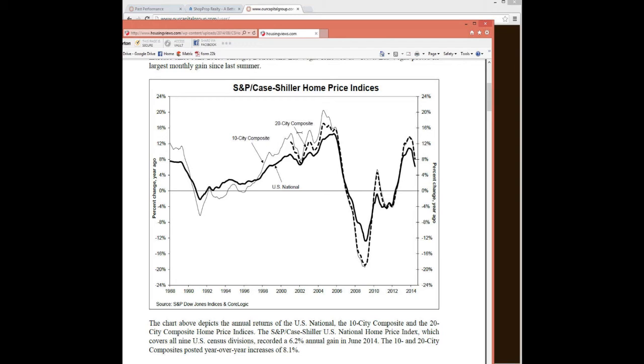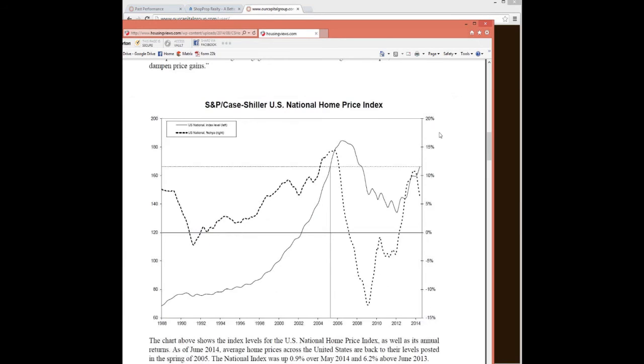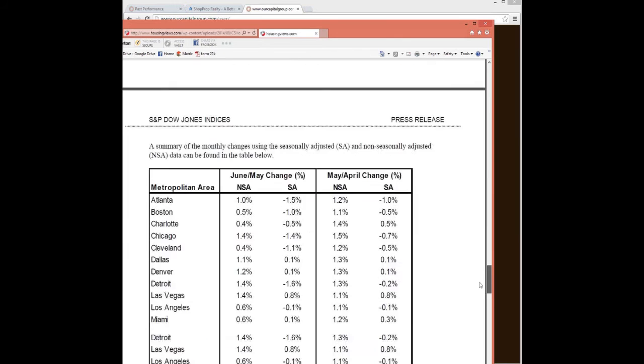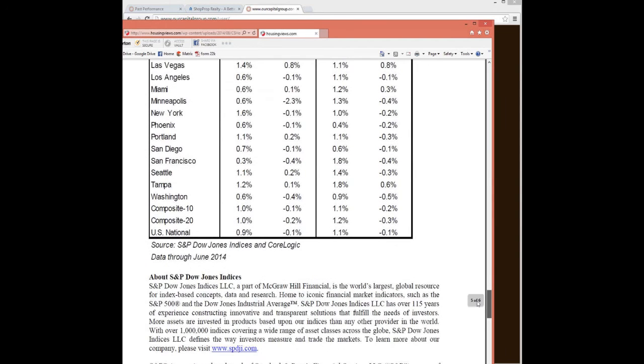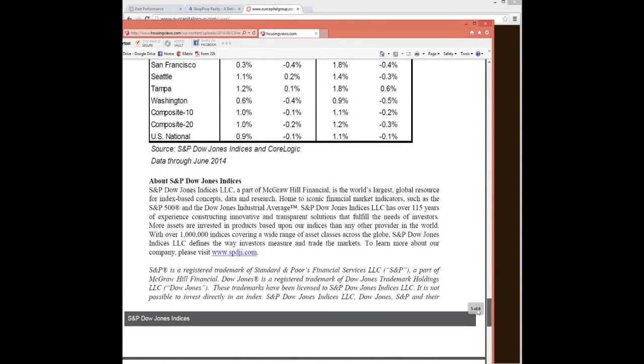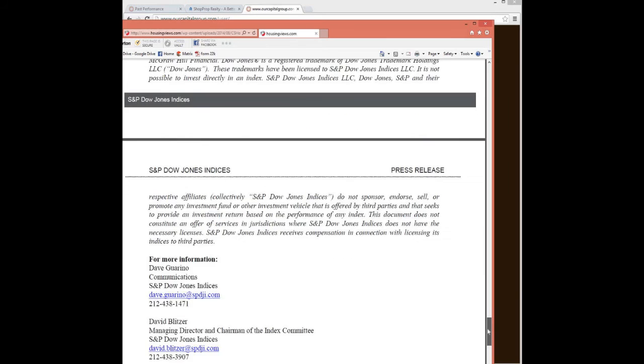But overall, 20 city composites, every single city saw their rate of return decrease. Okay. Now, again, I want to show you what that means. All that means is that it went from returning year over year 14% to year over year 8%. Now that does mean that home prices actually dropped over the last year. They slightly dropped, not just the rate of return, but they've actually dropped.